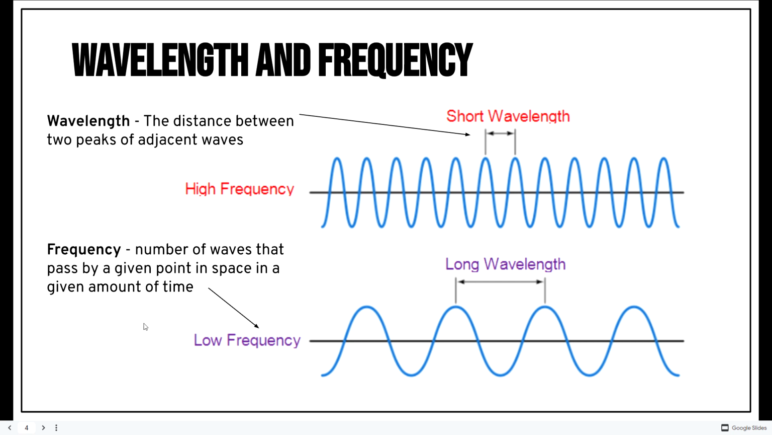Frequency is the number of waves that pass a given point in a given amount of time. So if this was over, say, 1 minute of time, you have 1, 2, 3, 4, 5, 6, 7, 8, 9, 10, 11, 12 peaks on top, and you have 4 peaks on bottom. So wavelength is how close together they are. Frequency is how many of them pass through in a given time. So these wider waveforms have a lower frequency because you have fewer of them there.